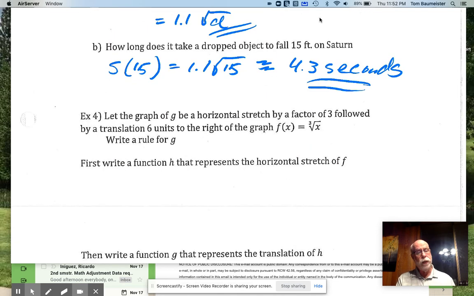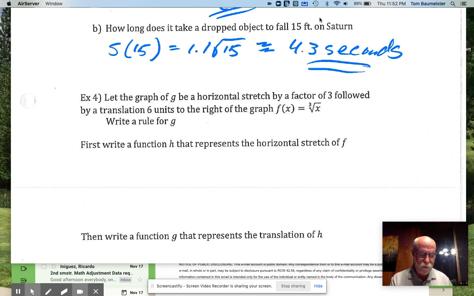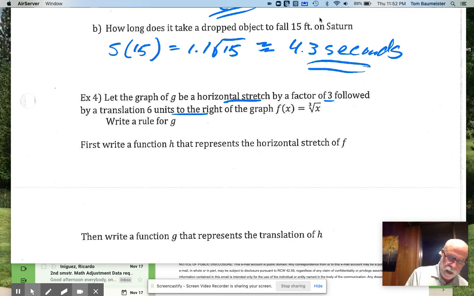And then the last one again, some problems we've done before. Let a graph be transformed by a horizontal stretch. Horizontal, remember, what do I keep saying? I want you to think about it. All right. By a factor of 3. And then that is followed by a translation 6 units to the right. So right or left, that's inside x. So write a rule for g.